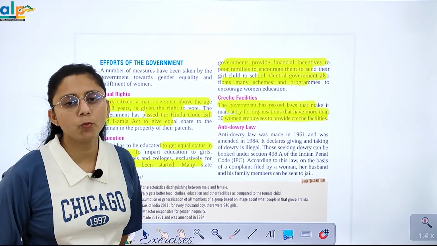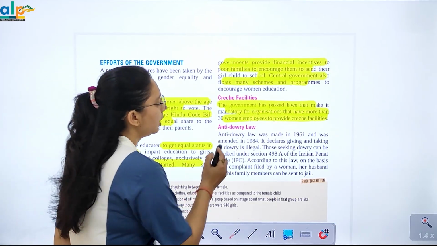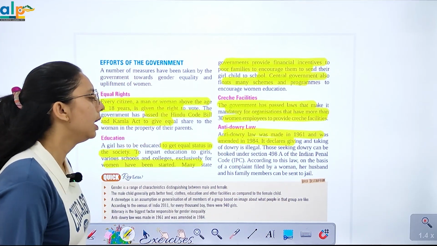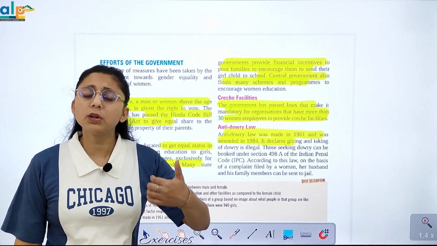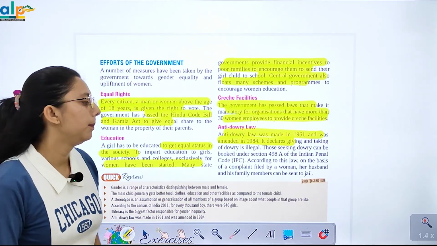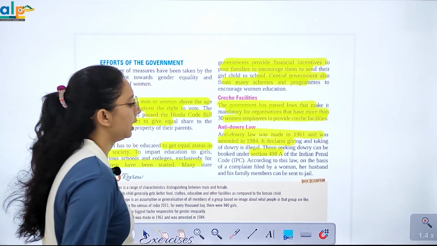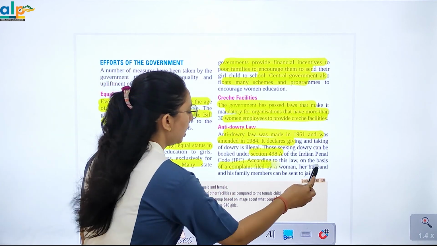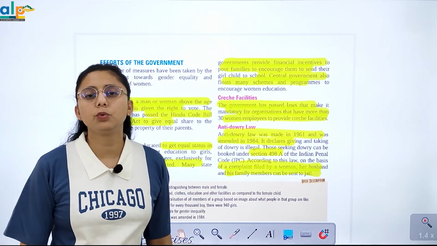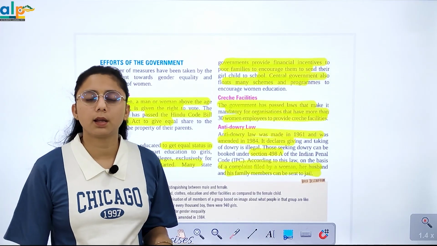If you have 30 women employees, you must provide one. Anti-dowry law was made in 1961 and it was amended in 1984. Giving and taking dowry, whether you are taking or giving, both are illegal. Right? Under the Penal Code section 498A. Right? According to this law, a complaint filed by the woman against her husband and his family members can send you to jail.